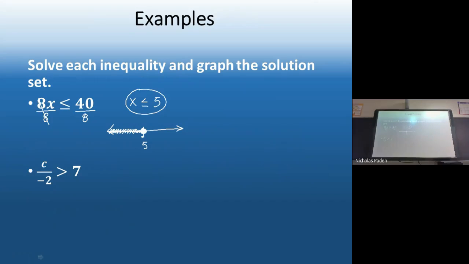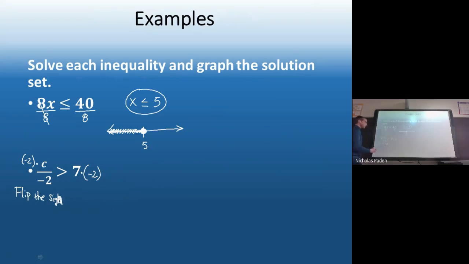I've got c over negative 2 is greater than 7. Another way to say c over negative 2 is c divided by negative 2, remember? And so I'm going to multiply by whatever is on the bottom. I'm going to multiply both sides by negative 2. Since I am multiplying by negative 2, this is where I'm going to flip the sign. Flip the sign because I multiplied by negative 2.